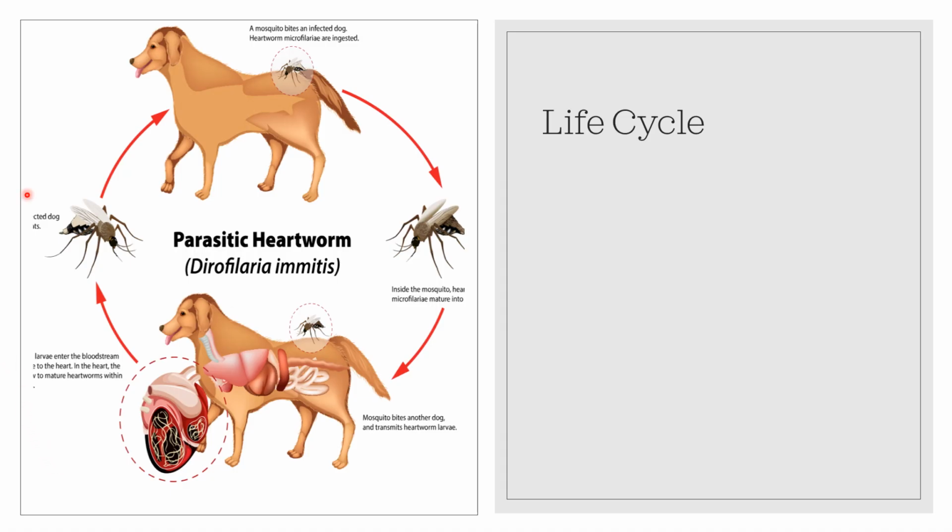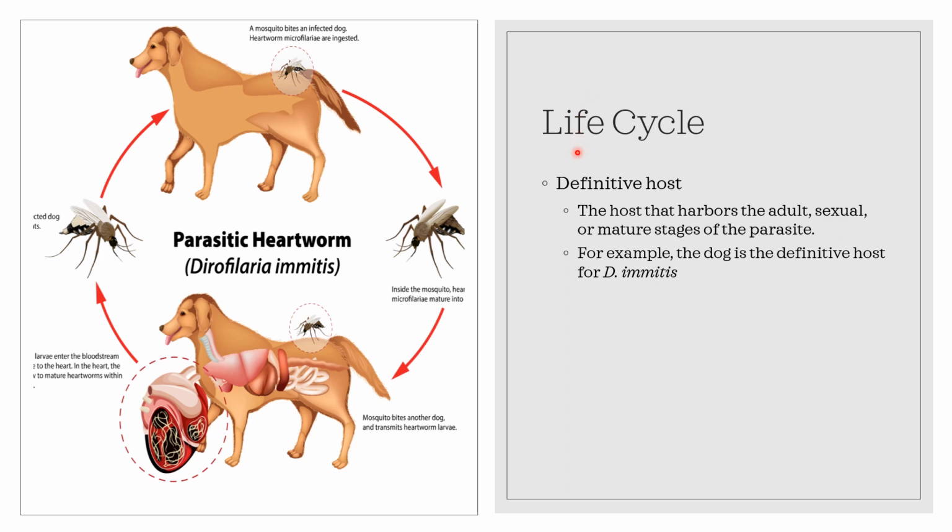Each parasite has its own life cycle. The life cycle is the development of a parasite through its various life stages. Every parasite has at least one definitive host and may have one or more intermediate hosts. The definitive host is the host that harbors the adult, sexual, or the mature stages of the parasite. For example, the dog is the definitive host of the canine heartworm, the Dirofilaria immitis.